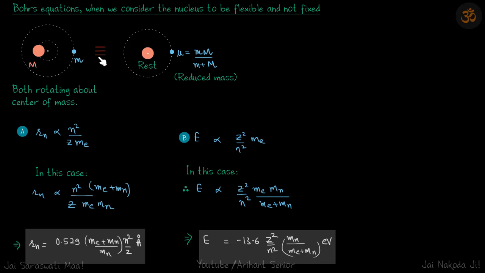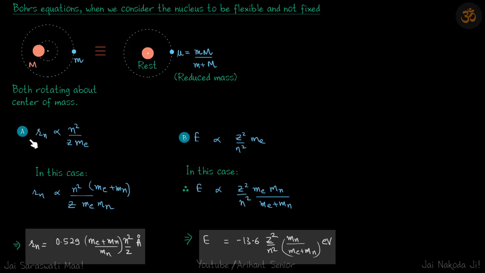So what we'll do is the equivalent of this can be considered that the nucleus is at rest and the electron will have a reduced mass. So instead of mass, we will consider a reduced mass mu, which will be mM upon m plus M. And after this assumption, we can now use the Bohr's equations and it will yield us the correct answer. How we made this assumption is part of mechanics, which we will not discuss here, but just know that this system is equivalent of this system. And for this system, we already have our Bohr's equations.